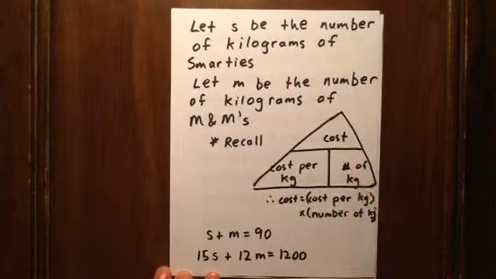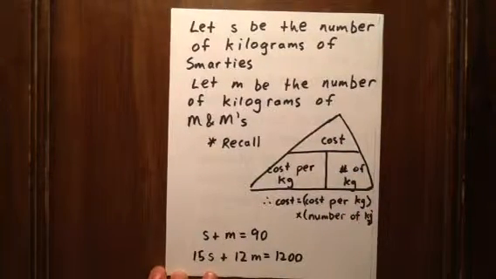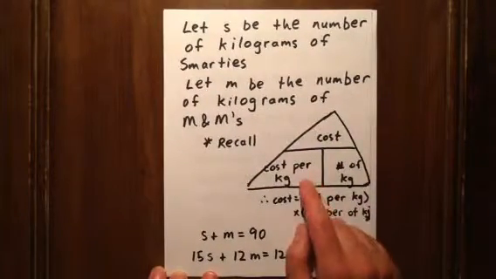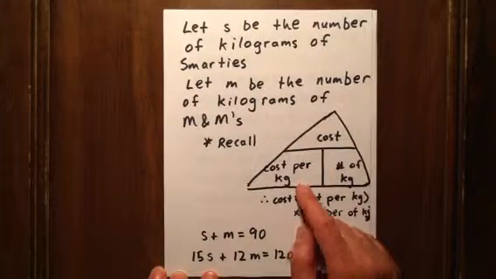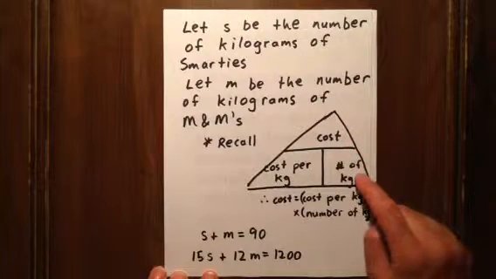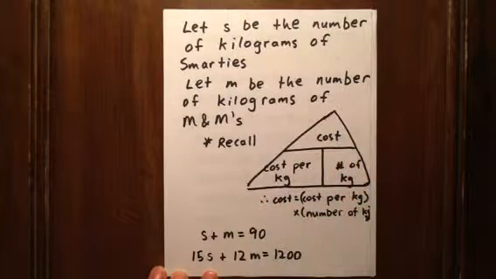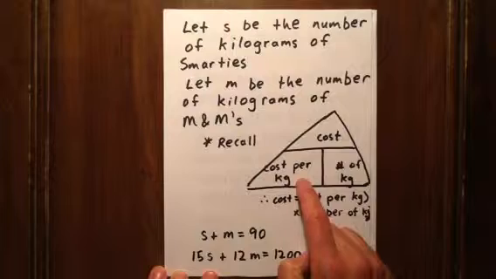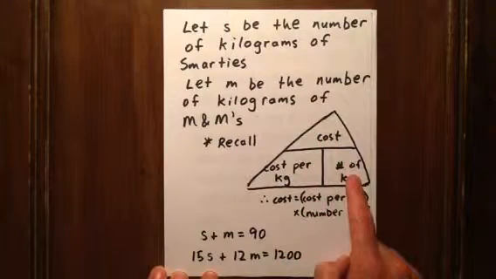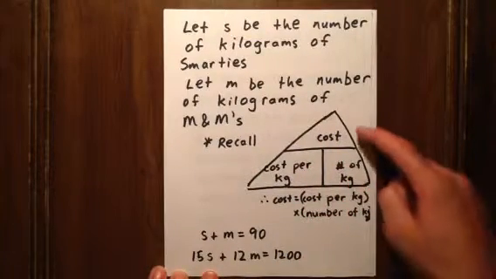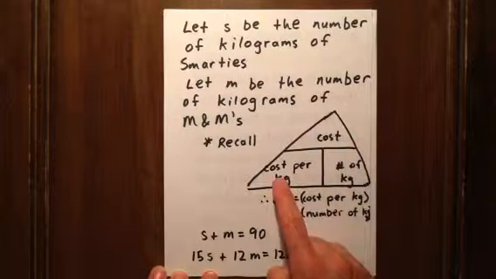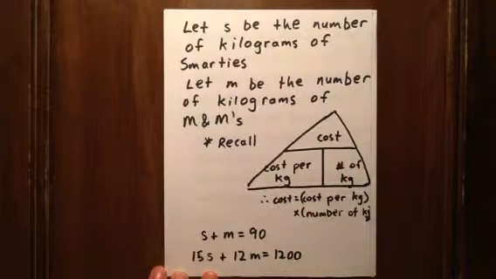But where it gets a little more complicated is when we get into the diagram. It talks about the cost per kilogram. Well, we know that the cost per kilogram is equal to the total cost divided by the number of kilograms. Okay? Making this little pyramid and having the visual of it is useful for me. And when I see that the cost per kilogram is the cost over the number of kilograms, that helps me to know that the total cost is the cost per kilogram times the number of kilograms.